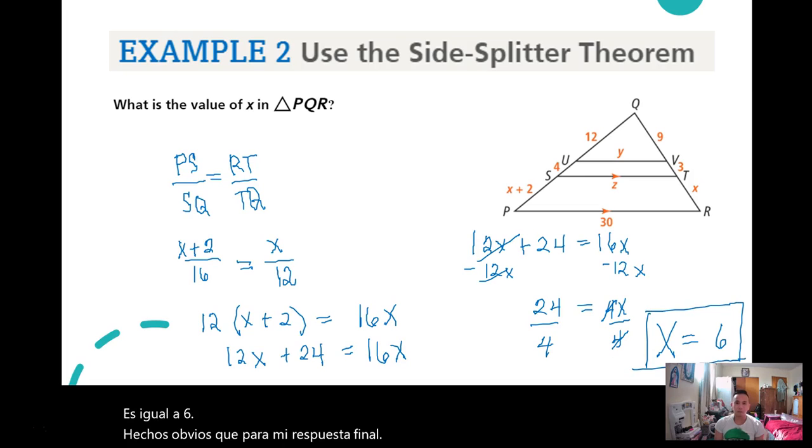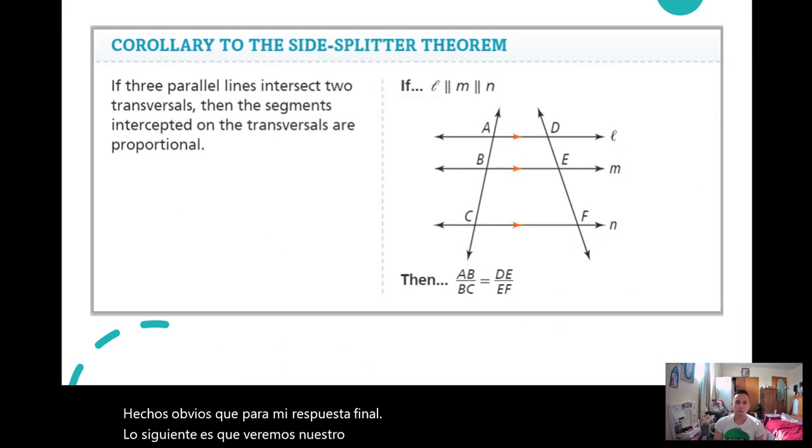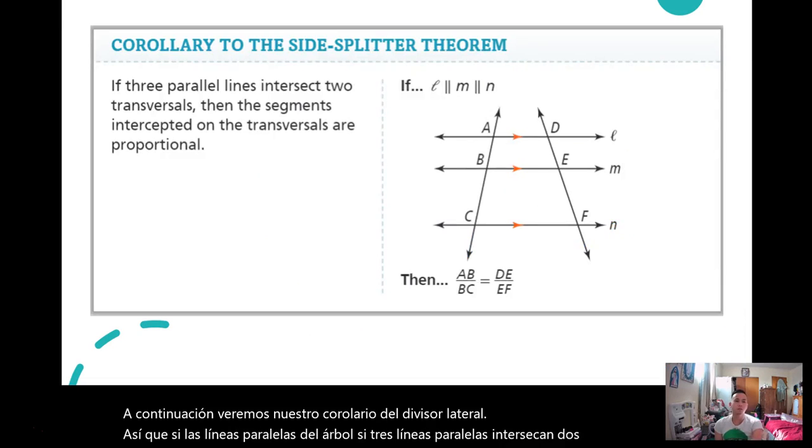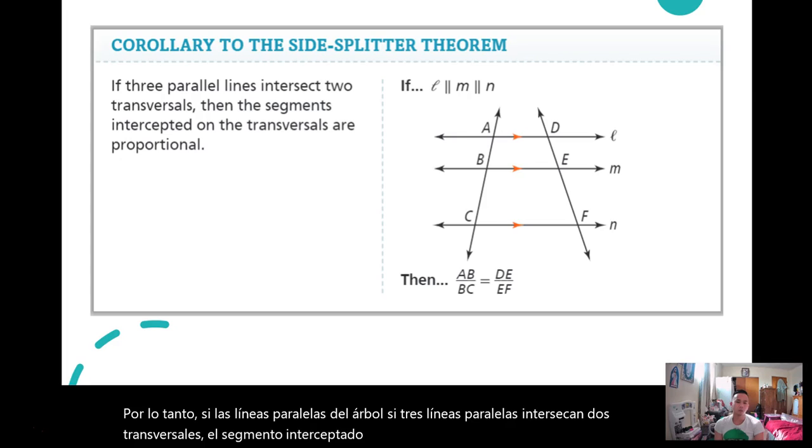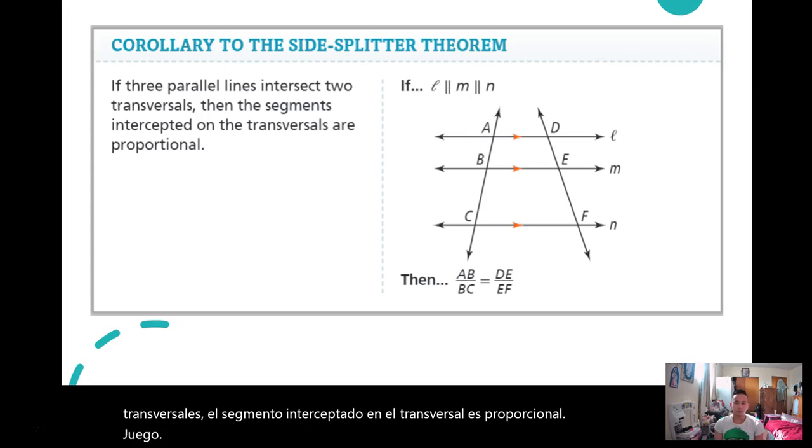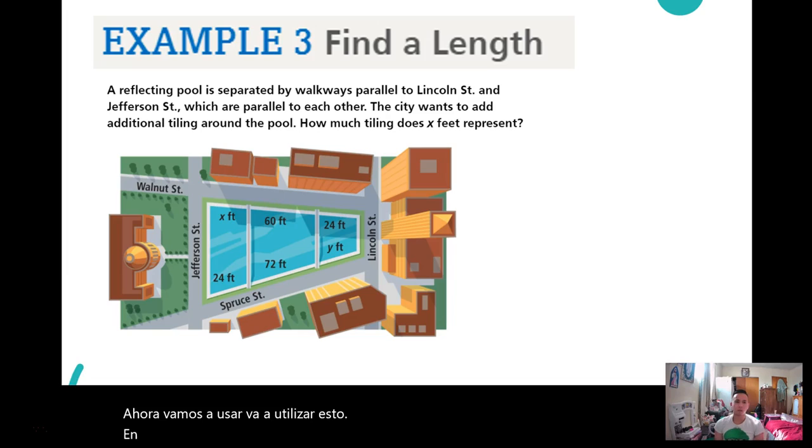All right. Next we'll see our corollary of the side splitter theorem. If three parallel lines intersect two transversals, then the segments intercepted on the transversals are proportional. Now we'll be using this concept in our application in the next example.